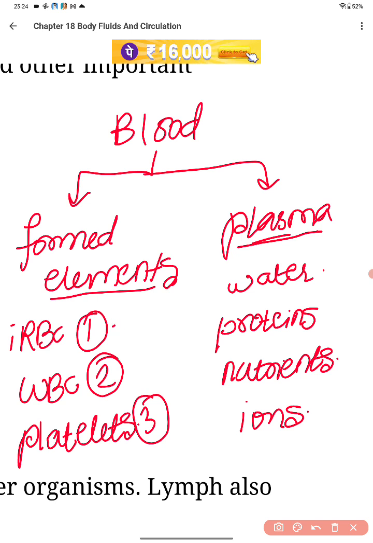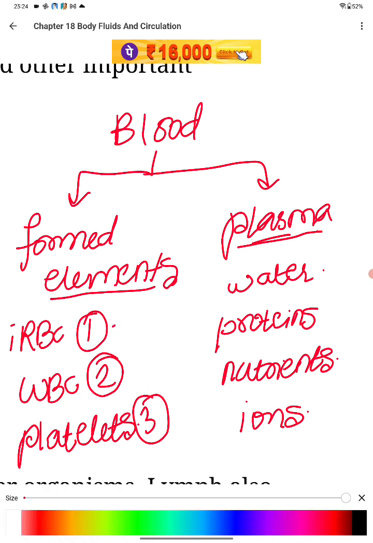RBC are red in color. WBC, white in color. We can't show white here, that's why I'm showing yellow. Platelets also, they have no specific color like that. Okay, so these three formed elements are there.